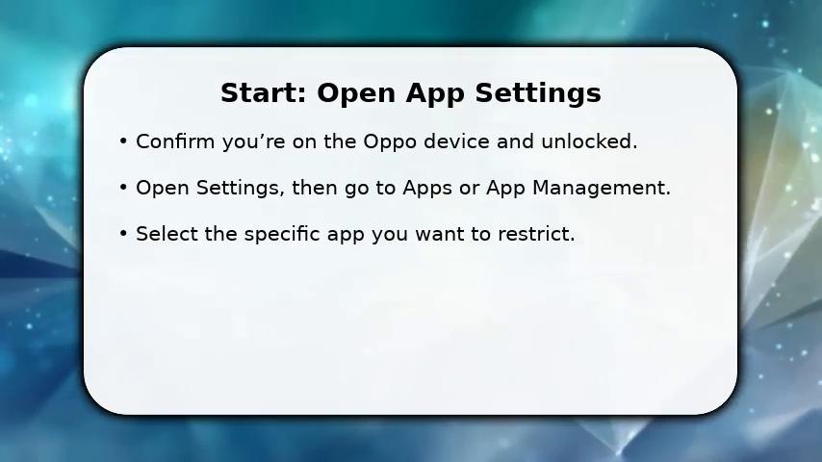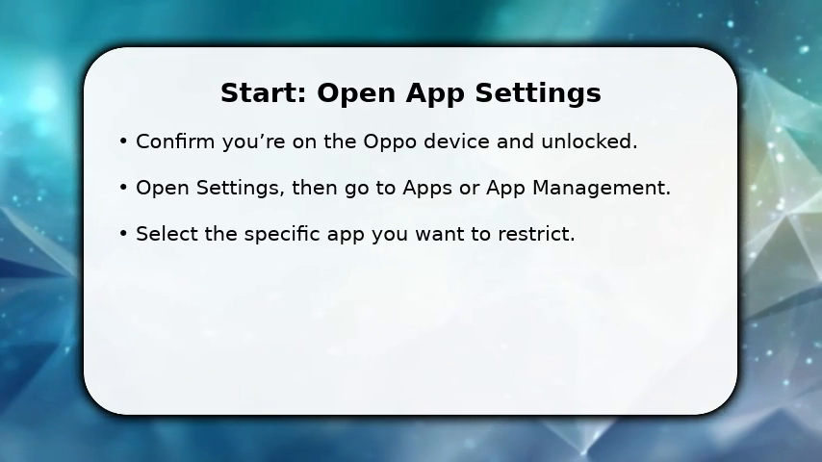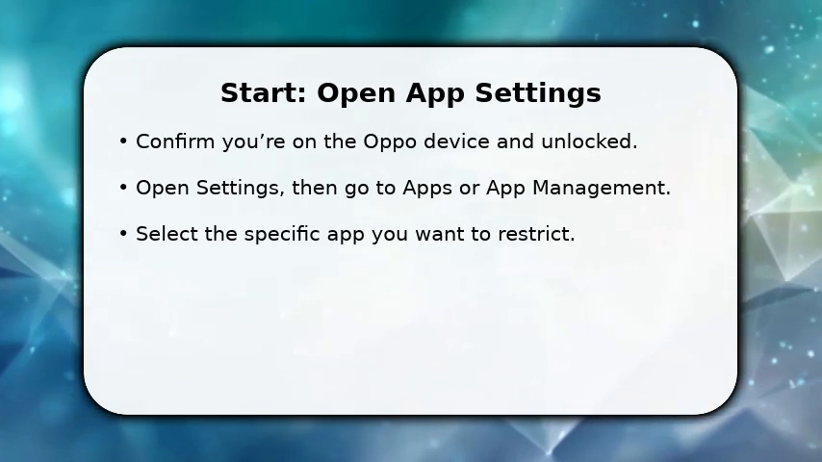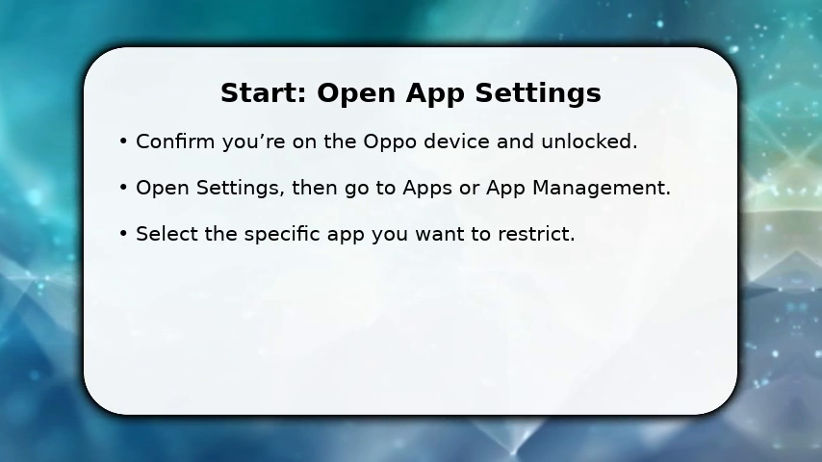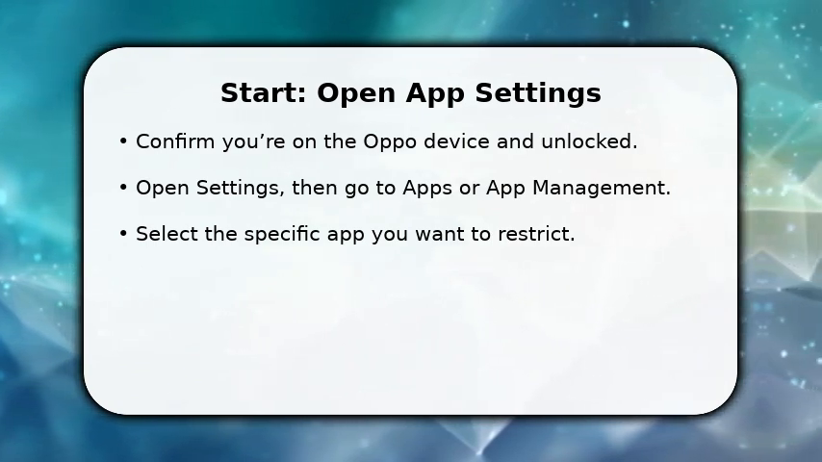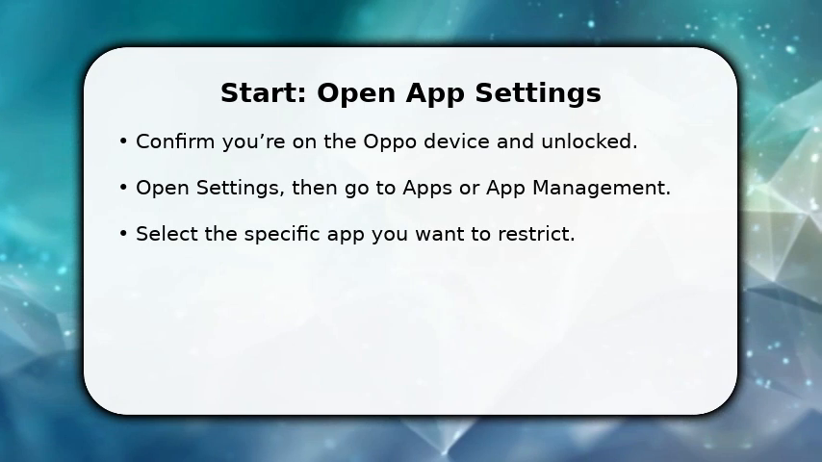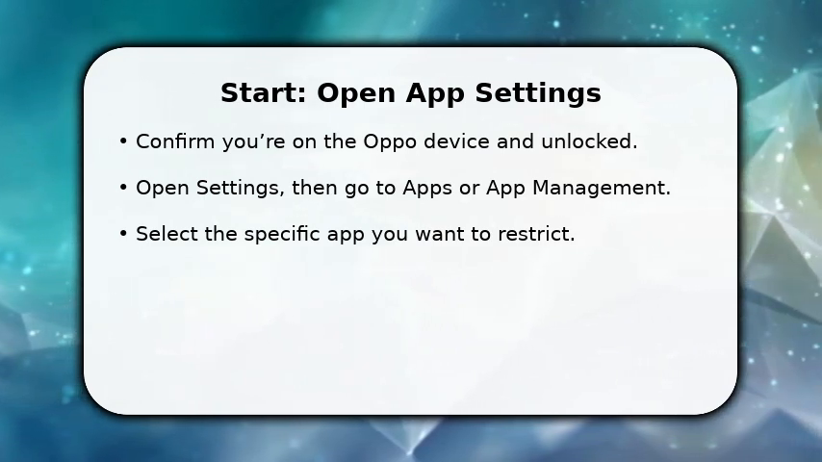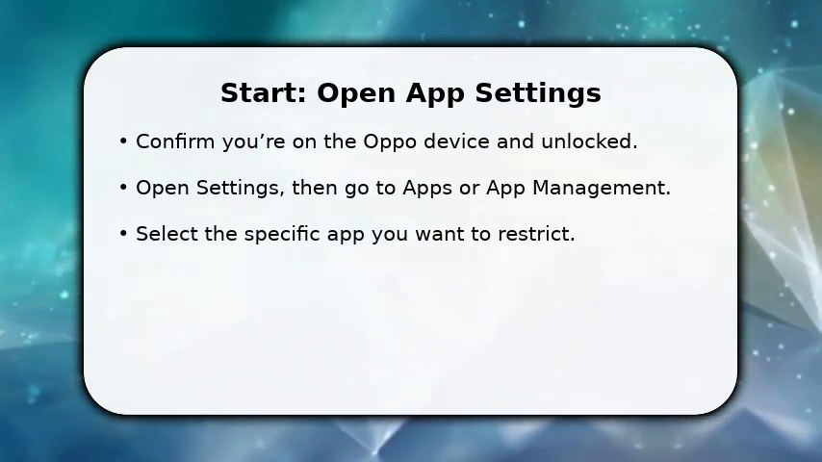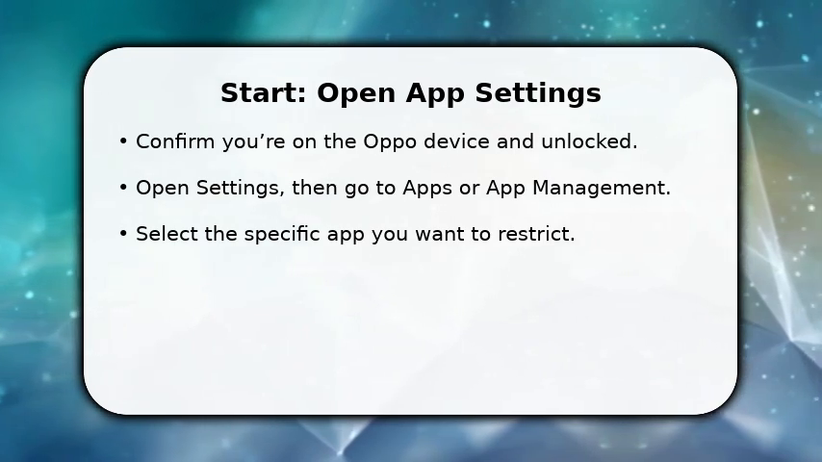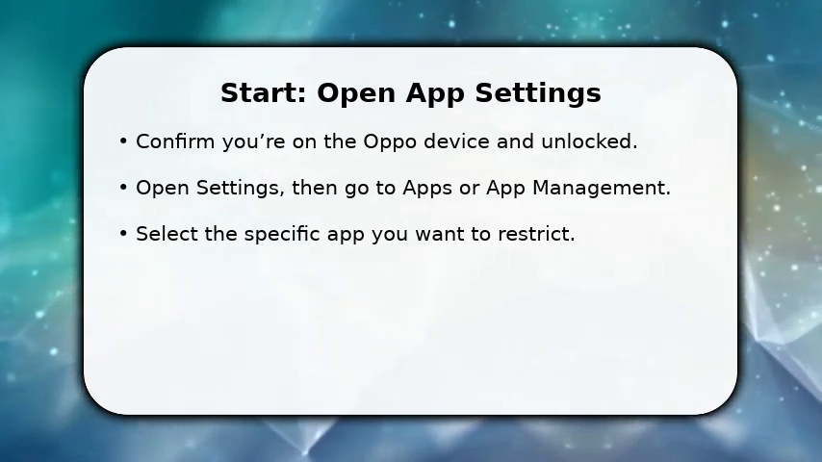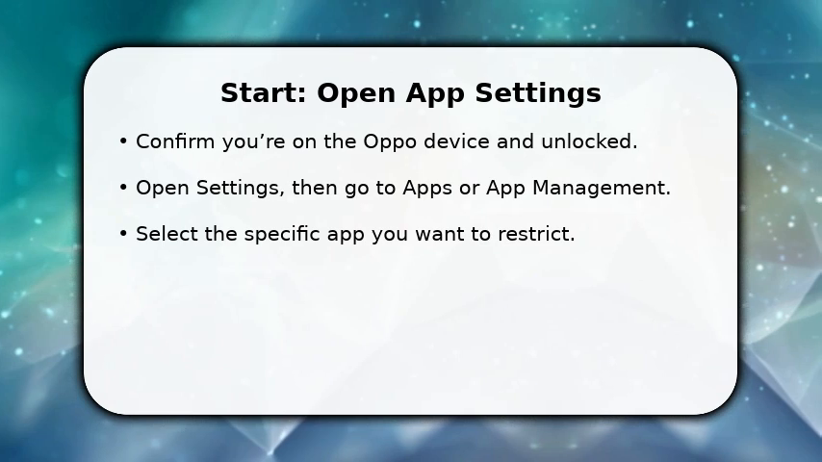You begin by opening Settings and going directly to Apps or App Management. Do this now. Once there, tap the app you want to control and inspect its entry page. You need the app's detail view to change connectivity and background permissions, so make sure you're seeing storage, permissions, and data usage sections. If you don't see data usage, expand More or Advanced options.